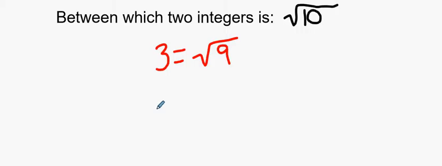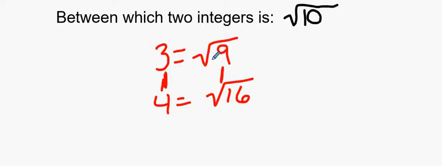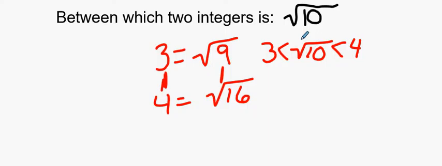We know it's going to be less than 4 because 4's square, the perfect square, is 16. So we know it's somewhere between these two. So we know the root is somewhere between here. So when it asks between which two integers, we're going to show this like an inequality. We're going to say 3 is less than square root of 10 and square root of 10 is less than 4. If we're reading left to right, it sounds like that.